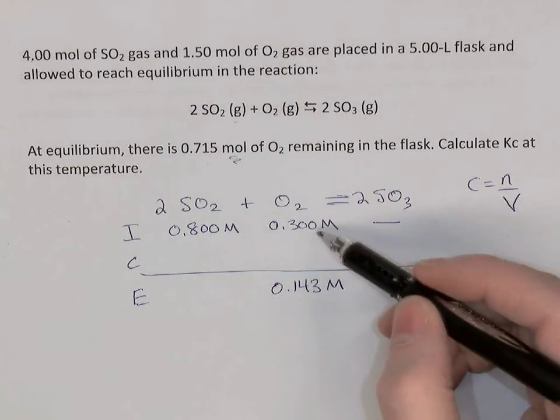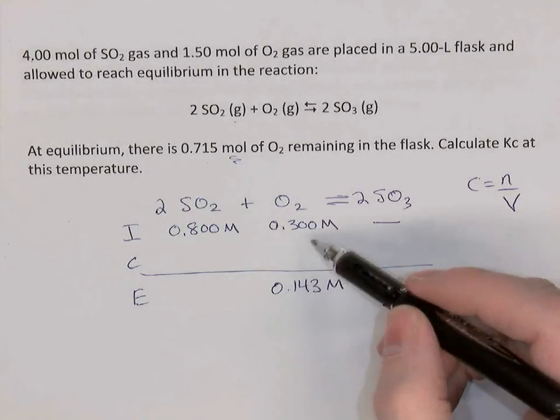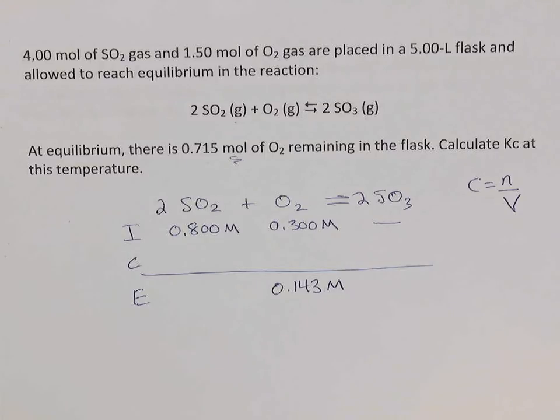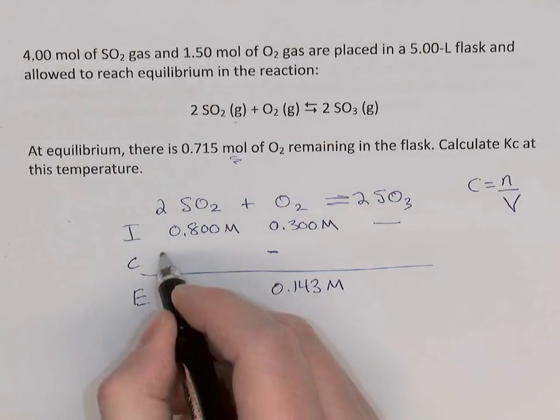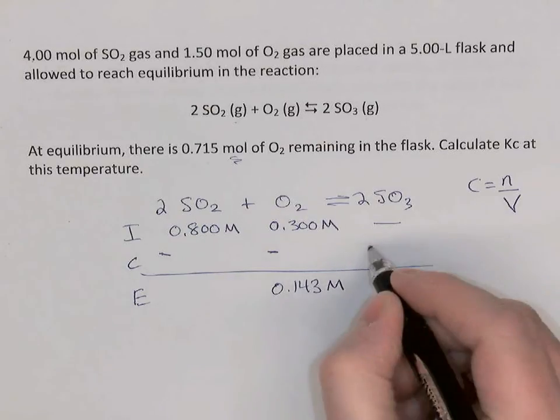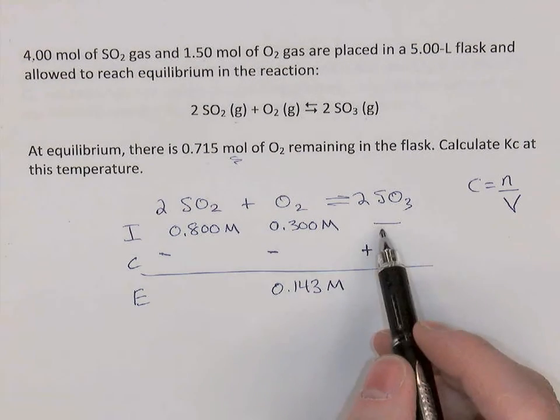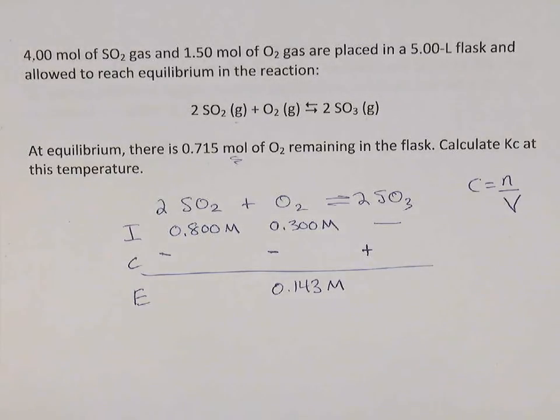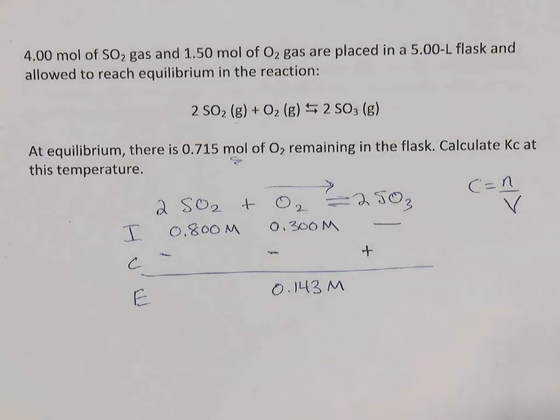Now, looking at the oxygen column where there's two numbers known, we can figure out the missing number. If you started with 0.3 and you finished with 0.143, how much did you lose? You had to lose to get there. And so the SO2 will be losing and the SO3 will be gaining. Of course, another way to figure out what's losing and gaining is that there was no SO3 initially. If there's no SO3 initially, this reaction could not have gone backwards. It has to be going in the forward direction to make more SO3.